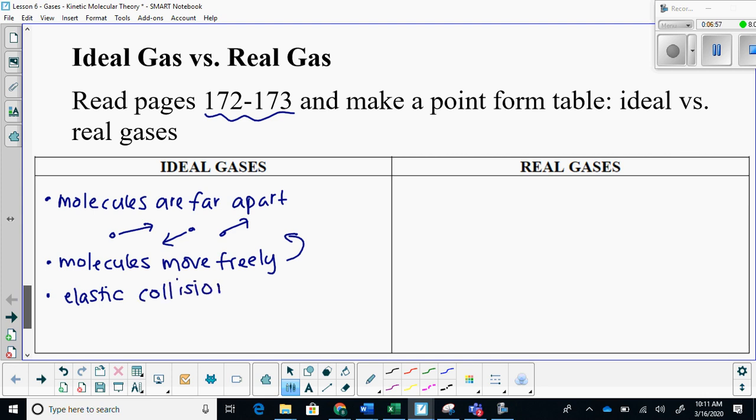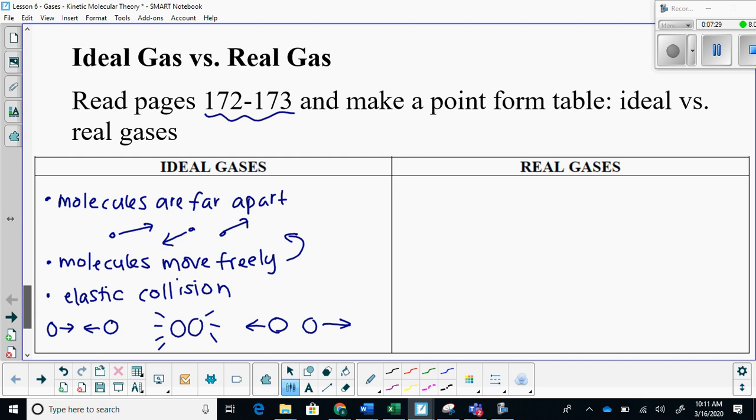So what that looks like is you have two molecules that are coming together, and then they collide with each other, and then they go on their way. When they collide with each other, they don't squish necessarily, they kind of just bounce off each other and then go back in opposite directions. Okay, so this is how an ideal gas behaves.